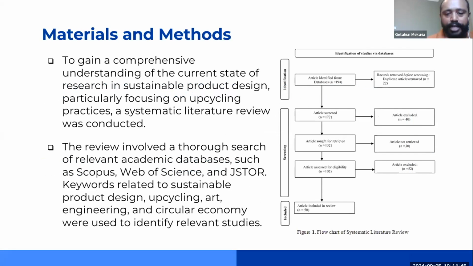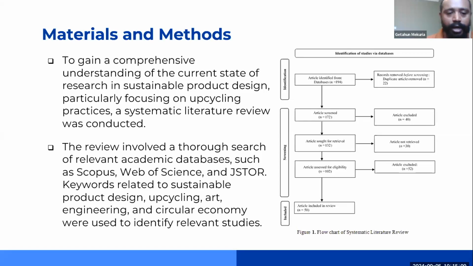So this research is a systematic review, so it's a literature review. The materials and methods section will show the steps that were followed by this research. To gain a comprehensive understanding of the current state of research in sustainable product design, particularly focused on upcycling practice, a systematic literature review was conducted.